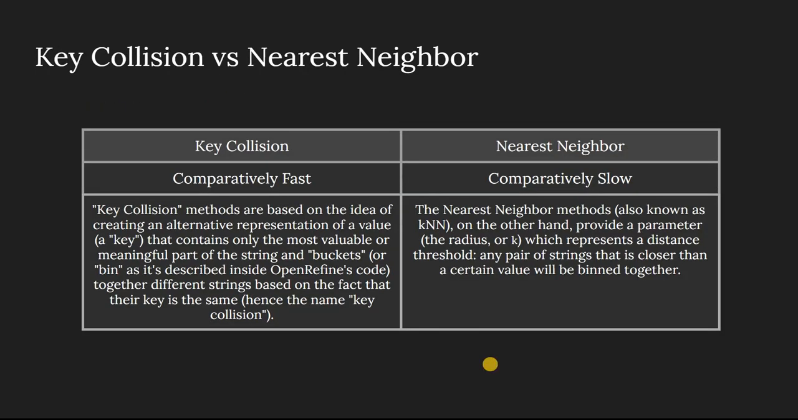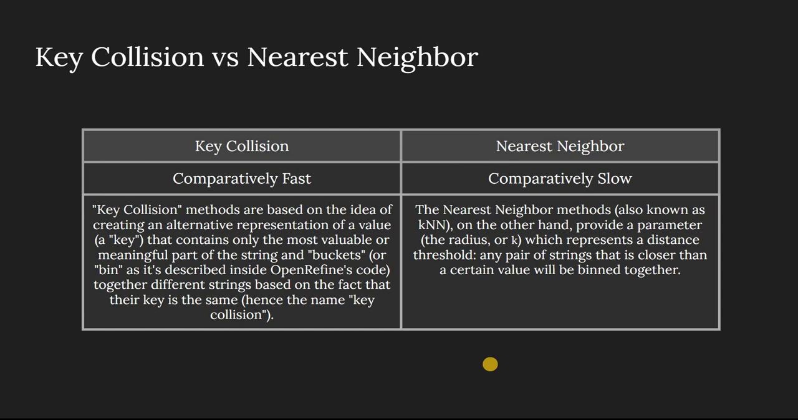Let's talk about the comparison between these two methods. First, let's come to the key collision methods. It's comparatively fast, and key collision methods are based on the idea of creating an alternative representation of a value, or a key, that contains only the most valuable or meaningful part of the string, and buckets, or bins, as it's described inside OpenRefine's code, together different strings based on the fact that their key is the same.